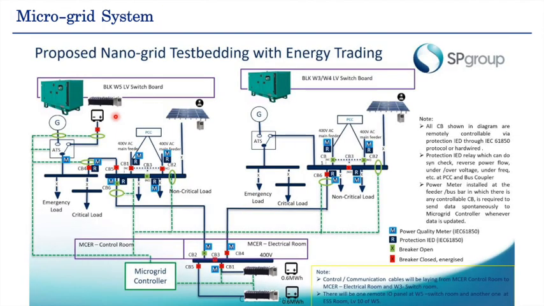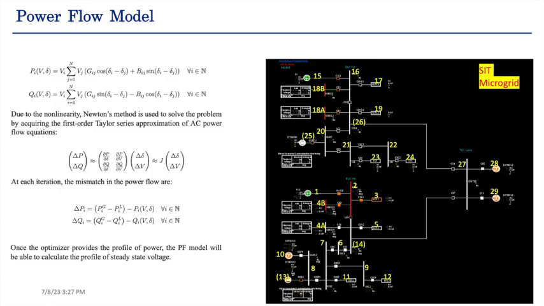Let's have a look at our microgrid systems. Our microgrid consists of two microgrids in Punggol campus, SIT. We have a power flow model to emulate the microgrid response to our optimization actions.